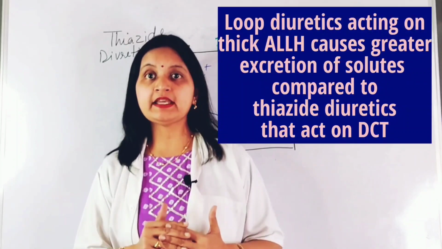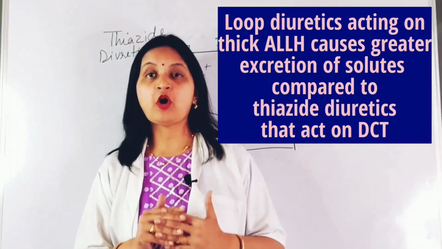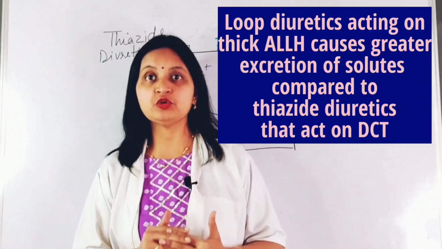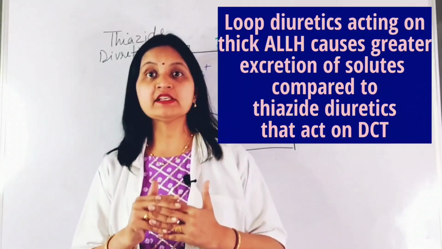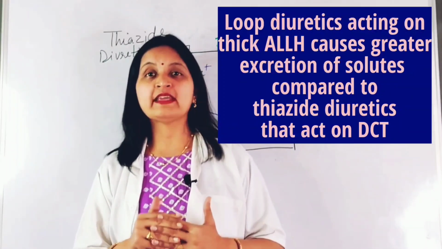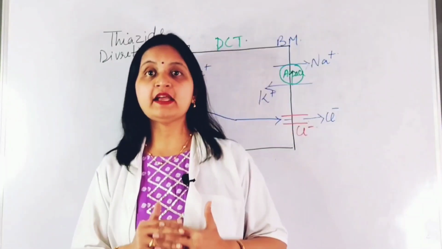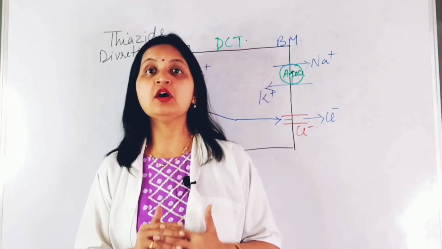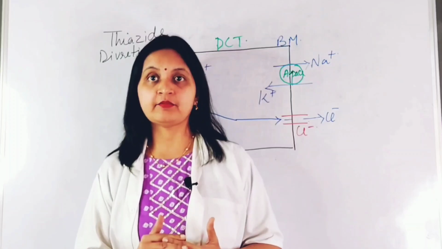So the loop diuretics acting on the ascending limb of the loop of Henle cause greater excretion of solutes, that is sodium chloride in urine, in comparison to thiazide diuretics which act on the distal convoluted tubule, causing lesser excretion of solutes. Therefore, thiazide diuretics are moderately efficacious diuretics in comparison to furosemide and other loop diuretics that are high efficacy diuretics.